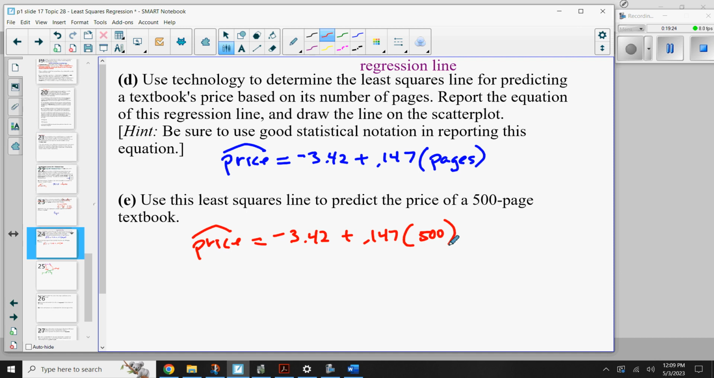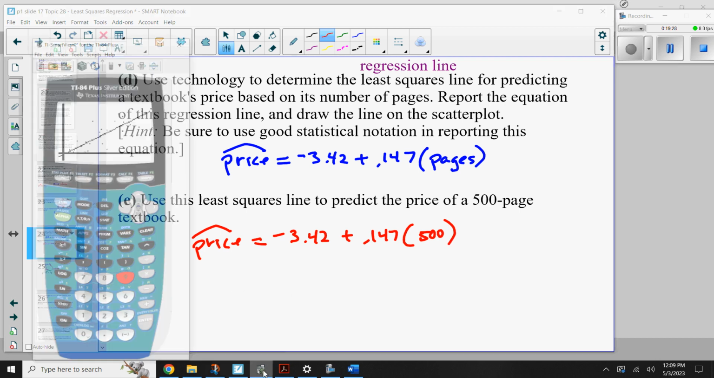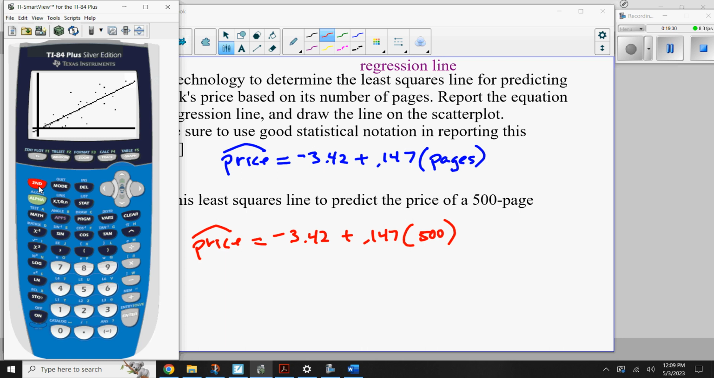So I can do two things here. One, I can do it on my calculator the long way. So I'm going to go second quit to get to my main screen, and I'm going to go negative 3.42. Whoops, it didn't come out right. Negative 3.42 plus 1.47 times 500.